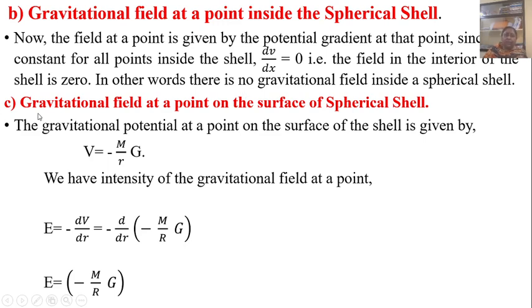Now the next point is gravitational field at a point on the surface of a spherical shell. The gravitational potential at a point on the surface of a spherical shell is given by V equal to minus M upon R into G. So the intensity of the gravitational field at a point is given by E equal to minus dV upon dr. Putting this value of V here, we get E equal to minus d by dr of minus M upon R into G. So after simplification, E equal to minus M upon R square into G.